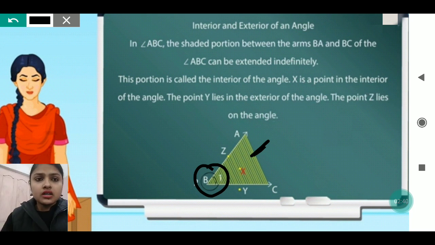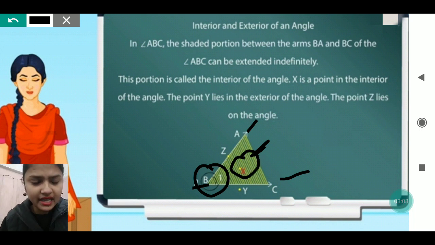Angle ABC can be extended infinitely. This arm can be extended, and this one too. There is no fixed length for it. This portion is called the interior of the angle. X is a point in the interior. You can see this point X, written in red. That is the point which lies inside this angle.